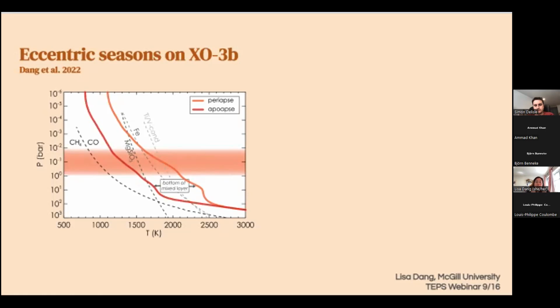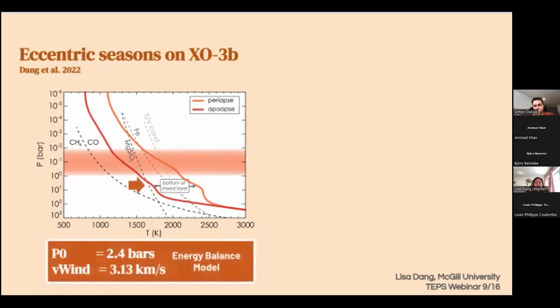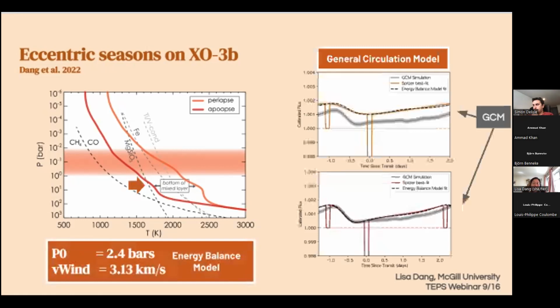Fitting an energy balance model to our phase curve, we were also able to estimate P naught, which is the average pressure where stellar energy is being deposited, and V wind, which is the average equatorial wind speed, which here is comparable to the speed of sound on the planet. And we also compared our phase curve to general circulation model predictions, where we notice here that these models also seem to underpredict the planet's thermal flux.